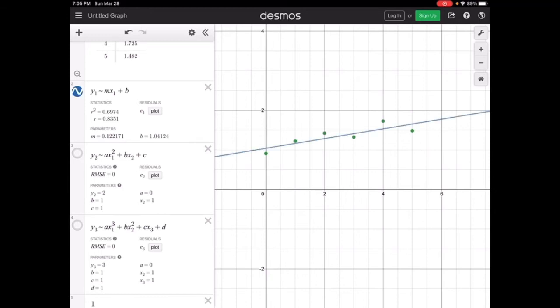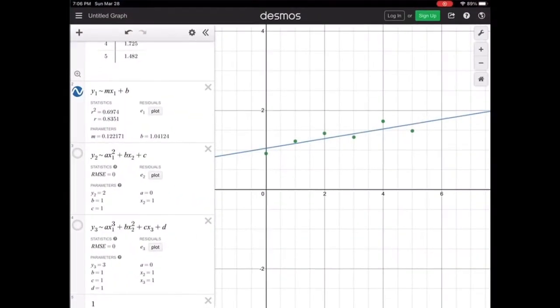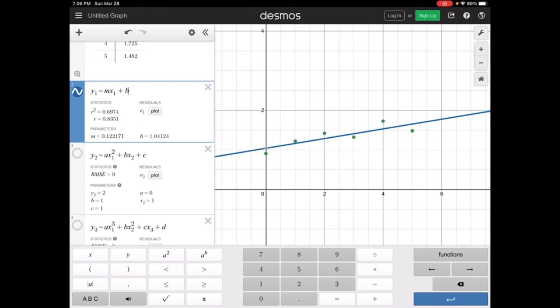But again, here, they want our equation, so we're going to have to give them our equation. Again, it tells you your value. So m is equal to 0.122, b is equal to 1.04. So we're going to say y is equal to 0.122x plus 1.041. Again, I got those values straight from here. They give it to you because they create a line that's going to match that the most perfectly.